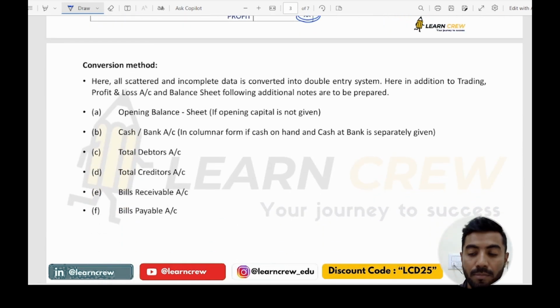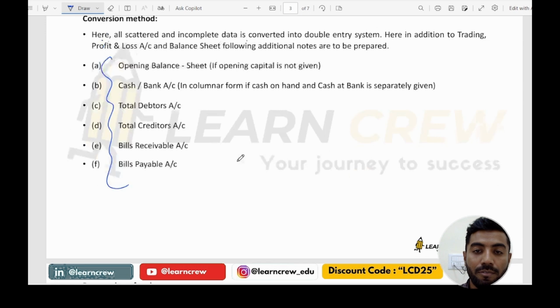Then coming to the conversion method. In the conversion method, all the incomplete records, all the scattered information, are converted into the double entry system. In addition to the trading account and profit and loss account, we also open ledger accounts. Whatever the balance from these accounts is transferred to the profit and loss account and the balance sheet, and we try to complete the books of accounts. Those balancing figures will give us the profits. We look into the accounts one by one in detail.